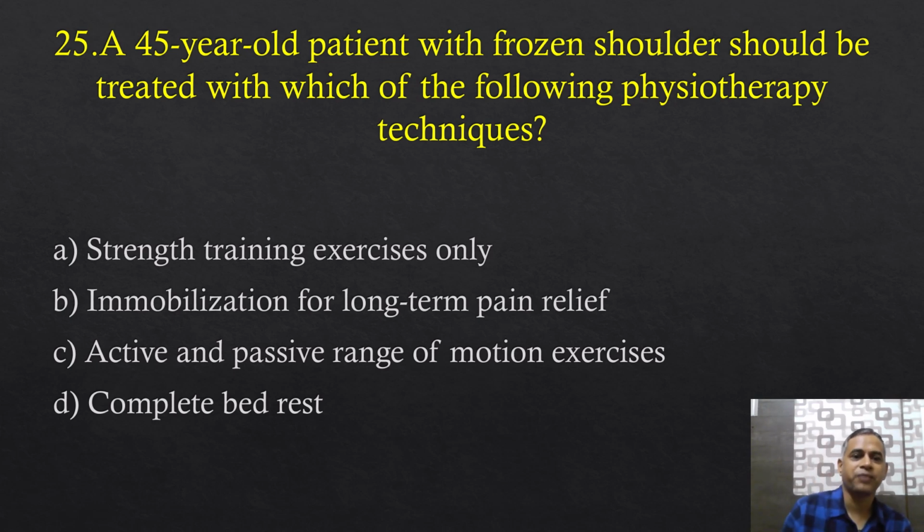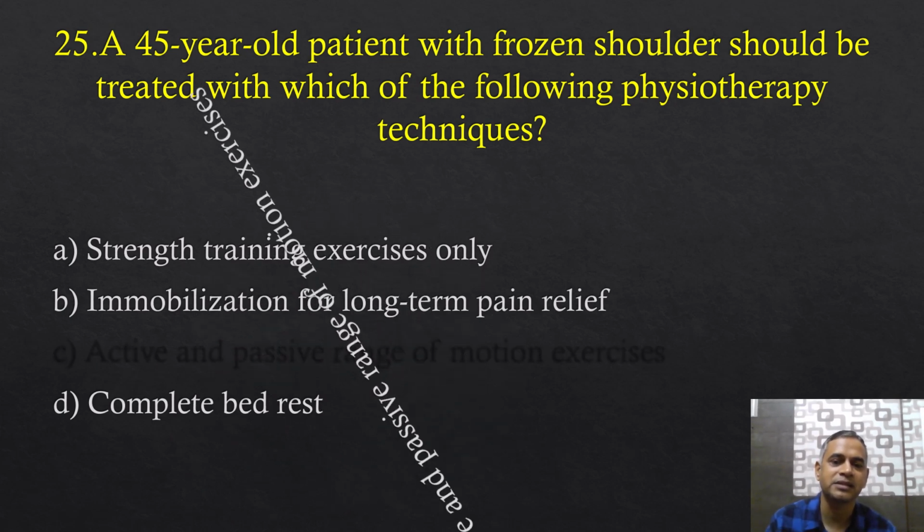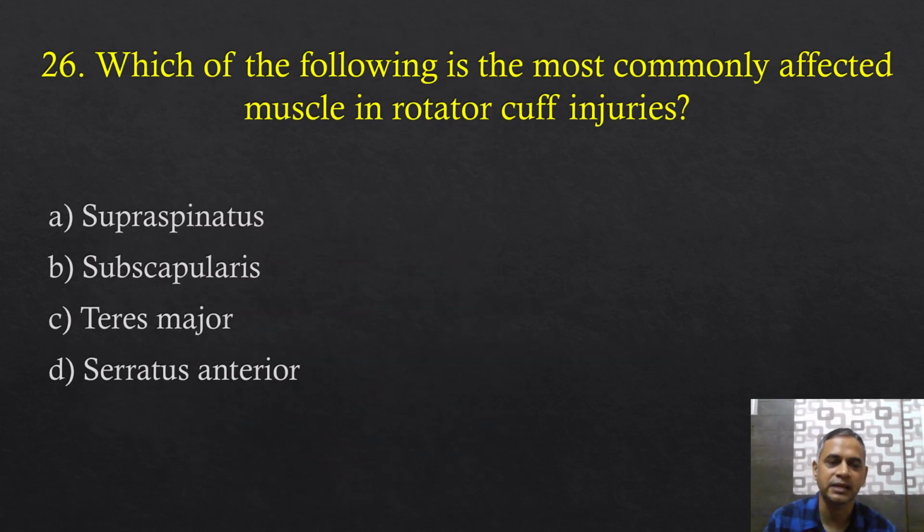Number 25. A 45-year-old patient with frozen shoulder should be treated with which of the following physiotherapy treatments? A. Strength training exercises only. B. Immobilization for long-term pain relief. C. Active and passive range of motion exercises. D. Complete bed rest. So the answer is active and passive range of motion exercises.